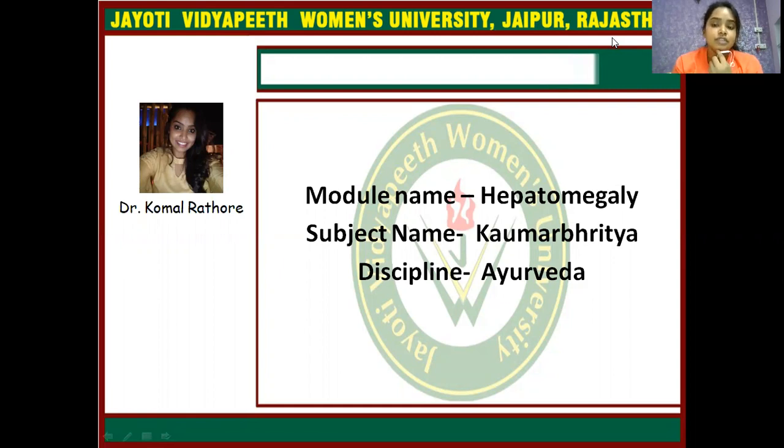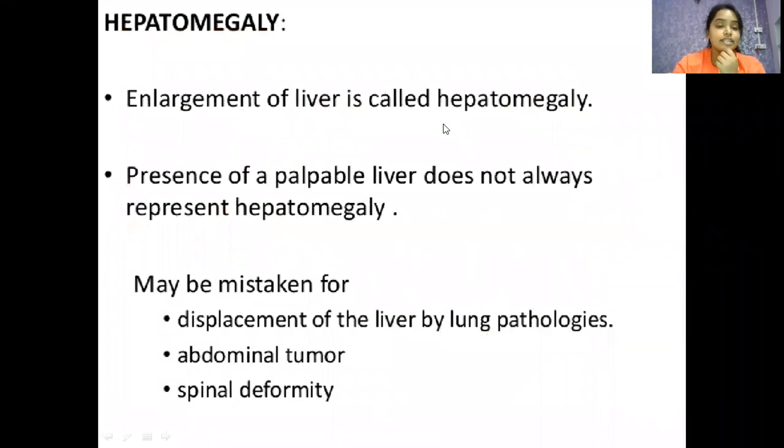Students, in today's session we will discuss hepatomegaly. So first, what is hepatomegaly? As its name suggests, hepatomegaly is enlargement of the liver. The presence of a palpable liver does not always represent hepatomegaly, but may be mistaken for displacement of the liver by lung pathology, abdominal tumor, and spinal deformities.